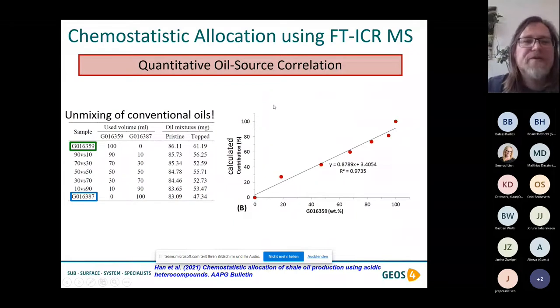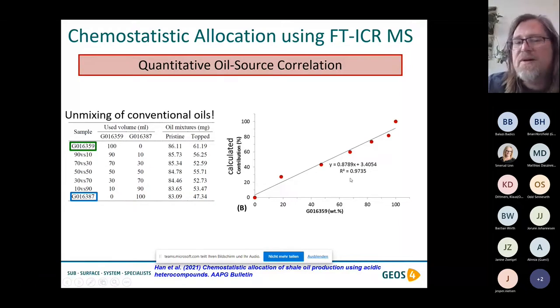So we wanted to test if we can use this model for unmixing conventional oils, and prepared five mixtures of a lacustrine and a marine oil at similar volumes of 100 milliliter. So the final outcome is that calculated contributions of the lacustrine source rock fit really nicely the true weight percentage of the source rock or NSO compounds of the source rock in the physical mixture, with a nice R square.